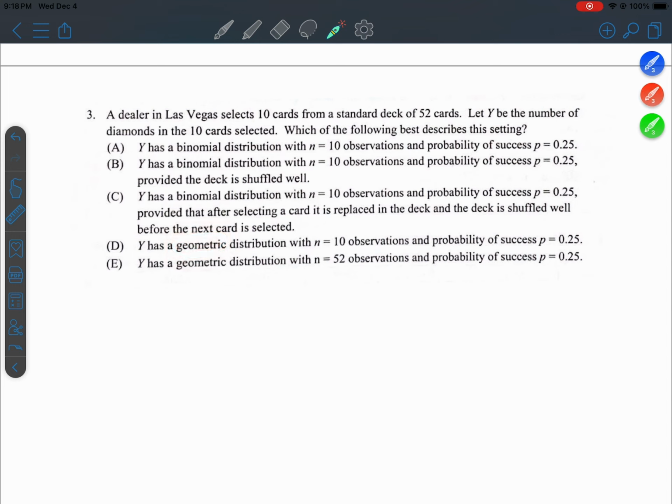Now, because the number of trials is fixed, we're only selecting 10 cards, no more, no less, right? This is going to be a binomial distribution. So I can already eliminate D and E. Now, a geometric distribution, if you're curious, would be something like the dealer is going to start selecting cards and then they'll stop selecting cards once they get their first diamond. But that's not how the problem is set up.